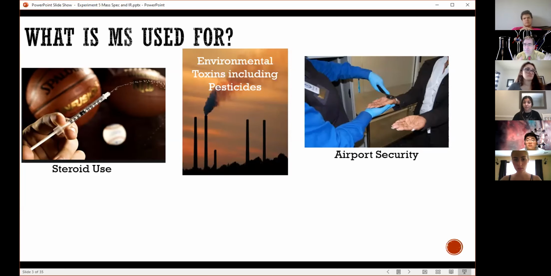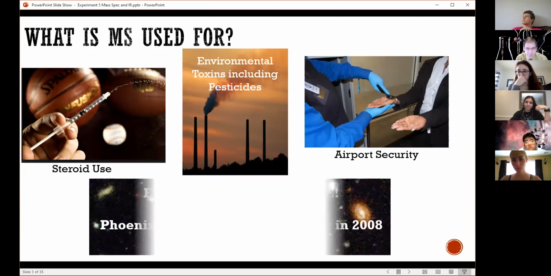We don't do that anymore, but it was. And a couple times security said they wanted to do an extra scan of my backpack, and they had to do it like 4 or 5 times because it was covered in all sorts of stuff from the lab. But they were using mass spectrometers to do that.